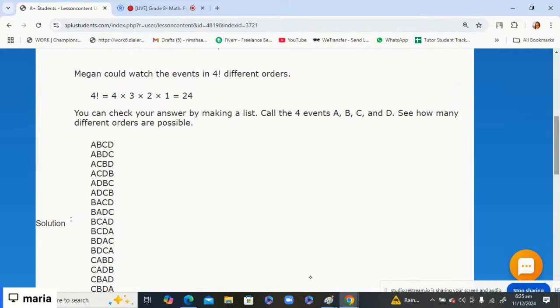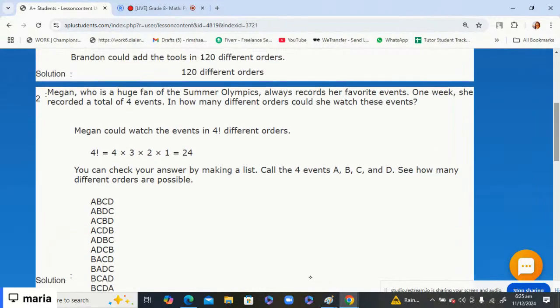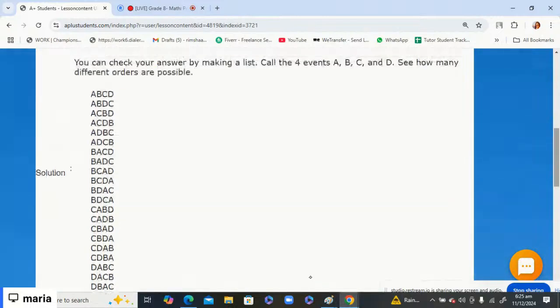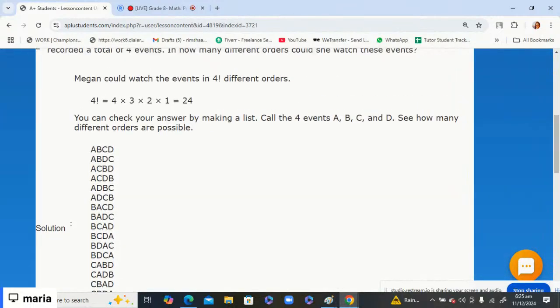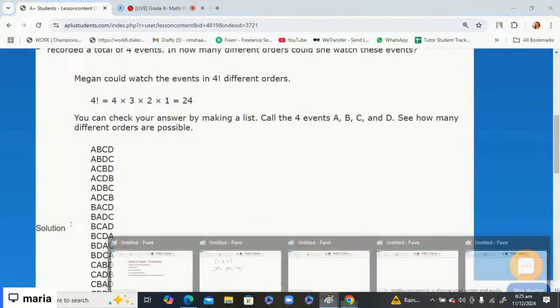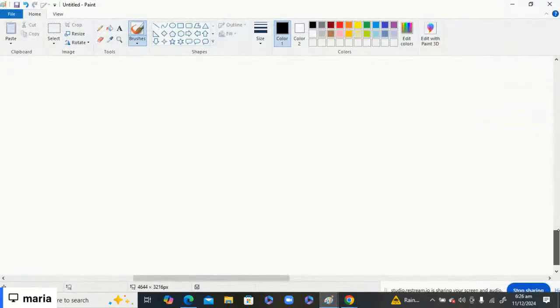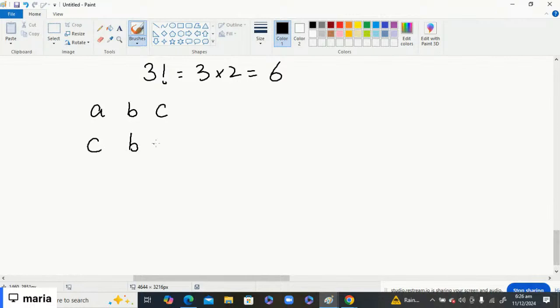For example, the event list is A, B, C, and D, and they can be arranged in 24 different ways. Let's take a smaller example of our own, 3 factorial: 3 times 2 is 6. For example, the events are A, B, and C. This is one arrangement. The second arrangement is C, B, and A. The third arrangement is B, A, and C.